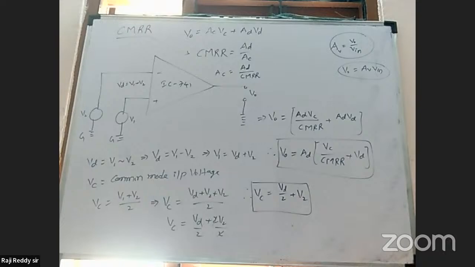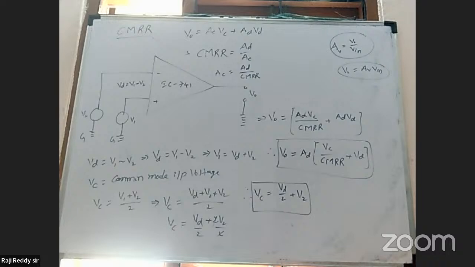Next one, CMRR. It is defined as the ratio of AD by AC. The AD value and AC value you can find out from this diagram. And you can express the V naught value in terms of AD, VD, VC along with the CMRR. For an ideal operational amplifier, the CMRR value goes to infinite. If that value goes to infinite, then VC by CMRR equals 0. Then we can say V naught is equal to AD into VD.